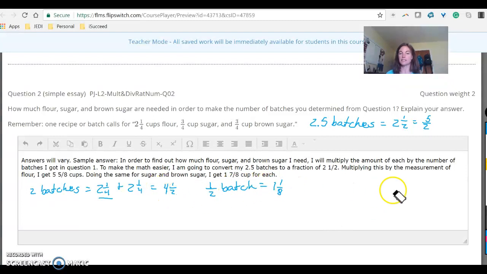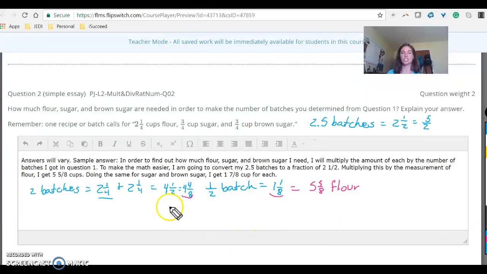So what I need to do is say that this is 4 4/8 because 1/2 is the same as 4/8. Now I can add these two quantities. 4 plus 1 is 5, and 4/8 plus 1/8 is 5/8. So that's how much flour I would need to make 2 1/2 batches, all right? That is one method. I'm going to show you a couple different methods. There's more than one way to do this, and different people are comfortable with different methods.